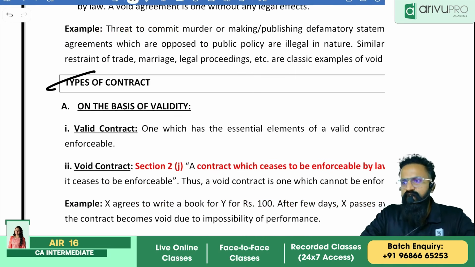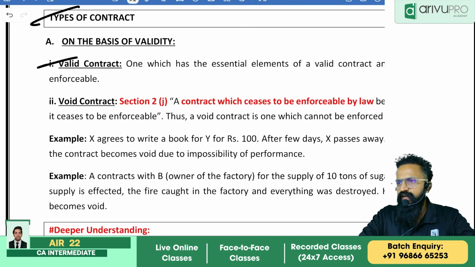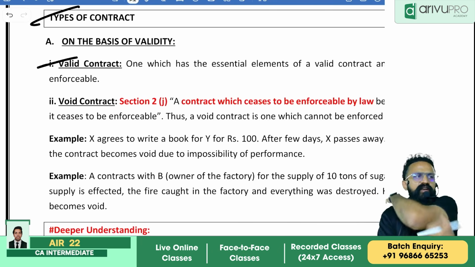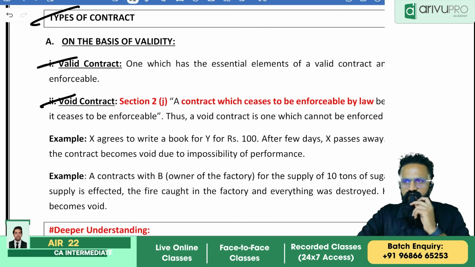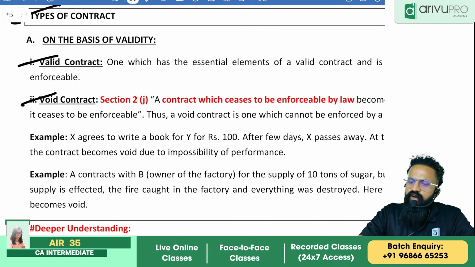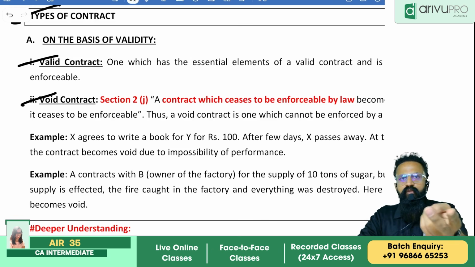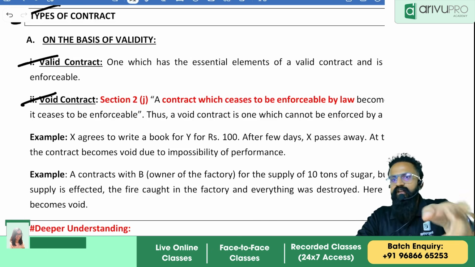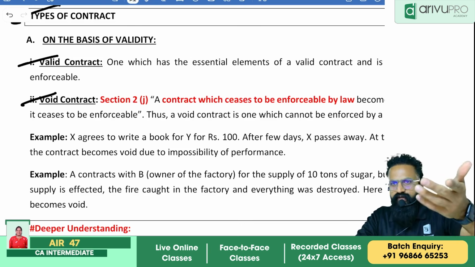Okay. Now next we started with types of contract. The types of contract can be classified on the basis of validity. First one is valid contract. What do I mean by valid contract? A contract which satisfies all the essential elements. Next one is void contract, Section 2(j). What do you mean by void contract? A contract which ceases to be enforceable by law. So when you made this, it was valid. Later on, it becomes invalid. Such a contract is called a void contract.